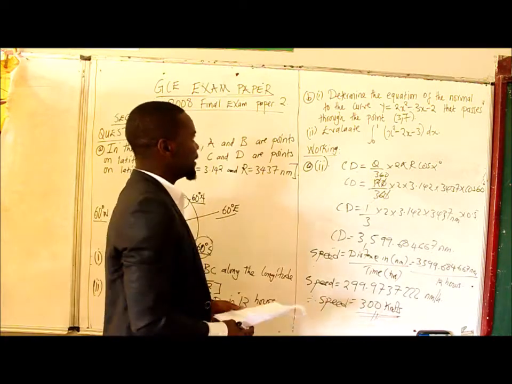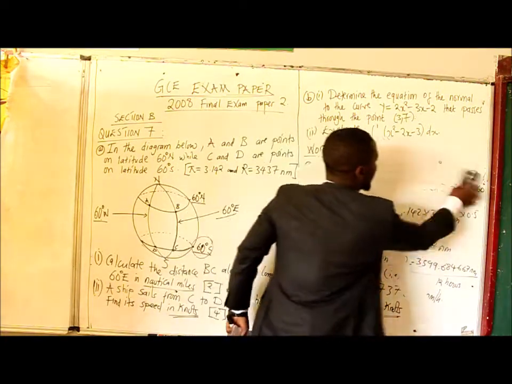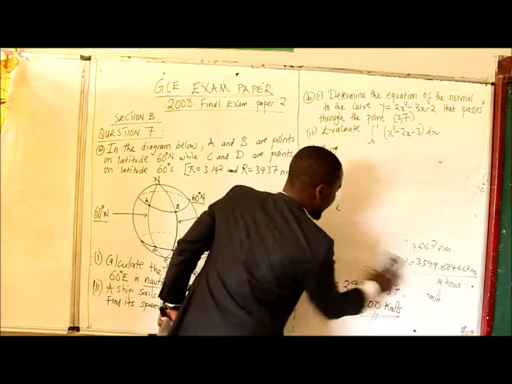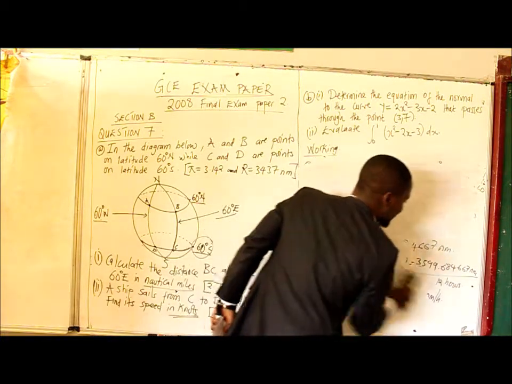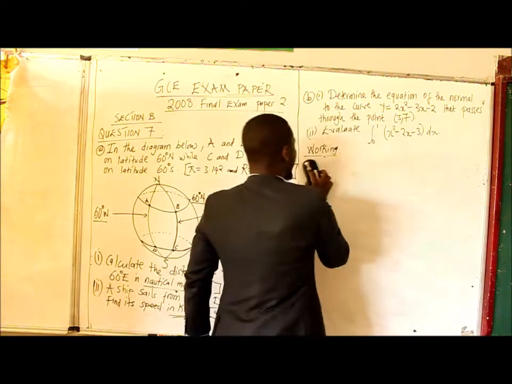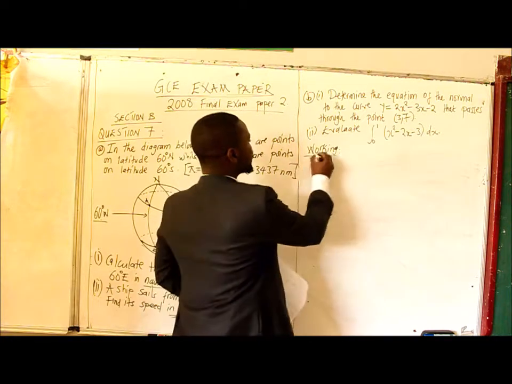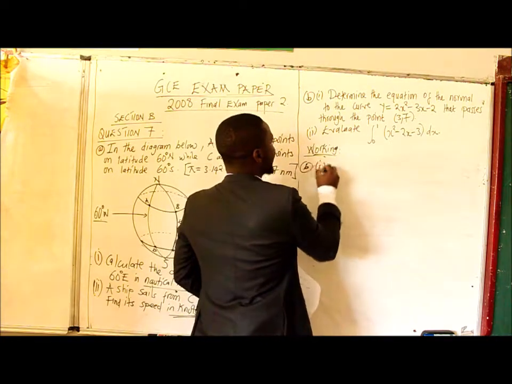Let's go to question B. What you must know is that math is a very simple subject, and it's meant to be enjoyed. Let's go to B, to B(i).